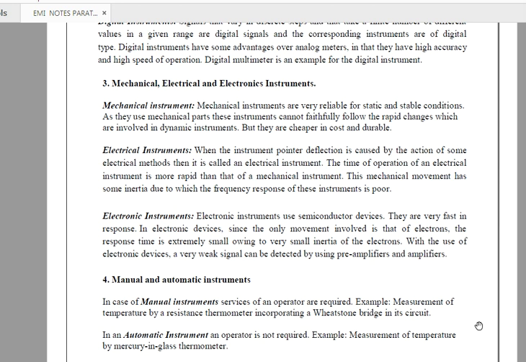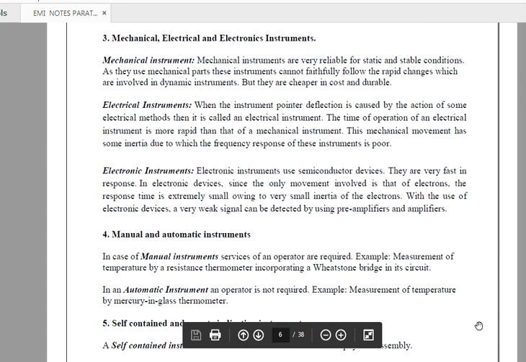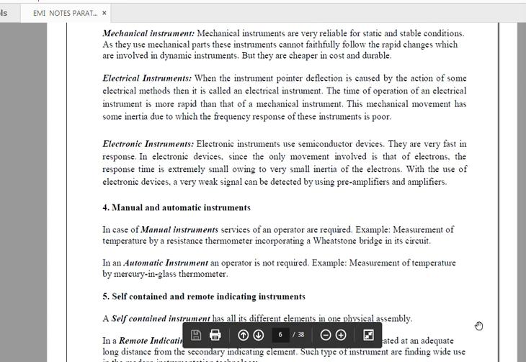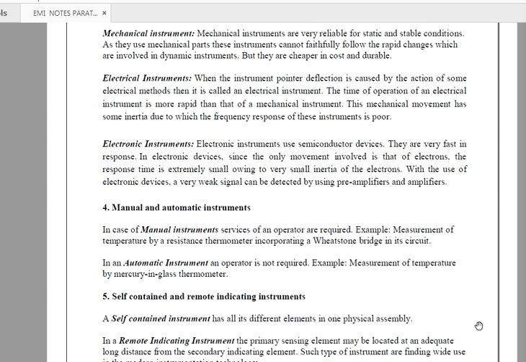Then the fourth one is manual and automatic instruments. In the case of manual instruments, the services of an operator are required. For example, you can take the measurement of temperature by a resistance thermometer incorporating a Wheatstone bridge in a circuit. That is the manual control of an instrument, known as a manual instrument.